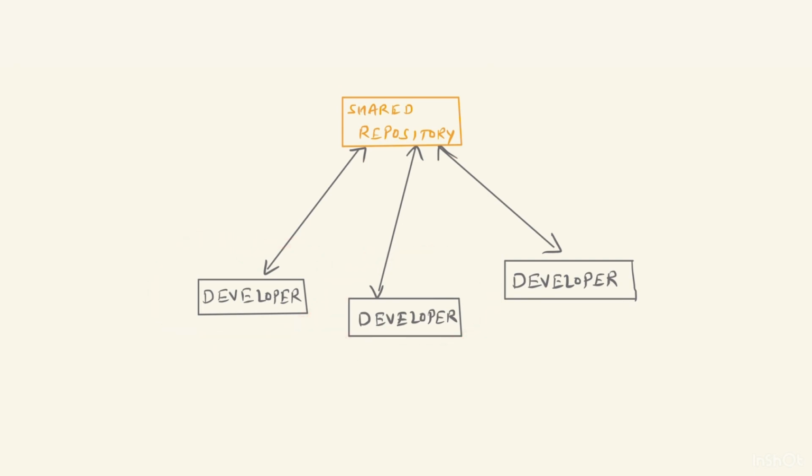So the history only exists in this shared repository. The problem with this system is this shared repository, because it can cause a single point of failure. If this repository goes down, no one can work. So to solve this problem, we have the distributed version control system.